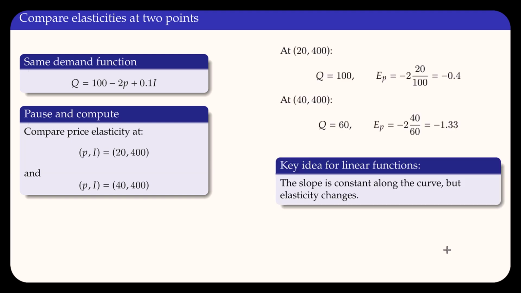So for example, if I told you that the price was 40, you can see that the elasticity is no longer negative 0.4. It actually changes to negative 1.33. And we move from an inelastic part of the demand curve to an elastic part of the demand curve. And so the key idea with linear functions is that the slope can be constant along the curve, but the elasticity changes.